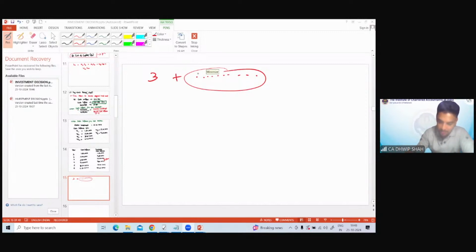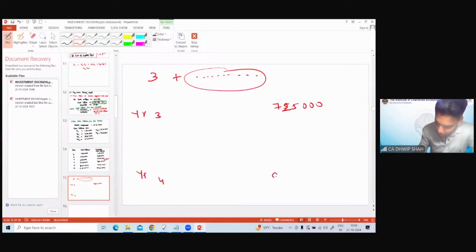25,000 divided by. Yes, correct. Unrecovered amount of initial investment. That is 25,000. But how to calculate that? See, let's understand with certain logic. So this is year 3 and this is year 4. Till year 3, I recovered 7,25,000. And till year 4, I recovered 9,50,000. Okay? Are you getting this?